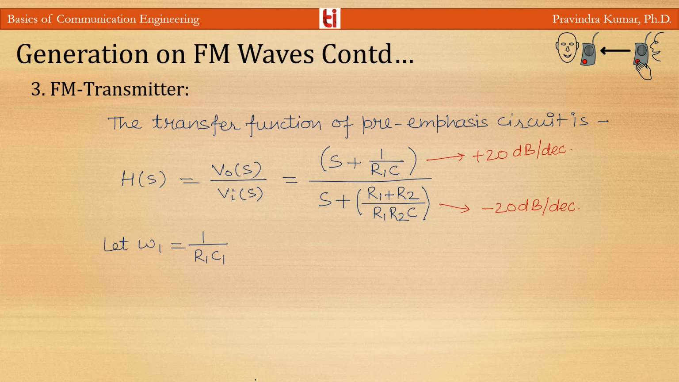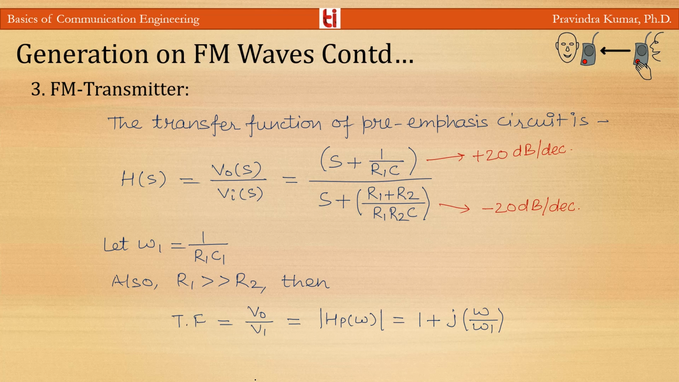Let omega 1 be 1 by R1C1, and also R1 is very much less than R2, then the transfer function will be 1 plus j omega by omega 1. So here we can see the pre-emphasis acts as a differentiator at intermediate frequencies. The pre-emphasis acts as a differentiator at intermediate frequencies from 2.1 kilohertz to 15 kilohertz.